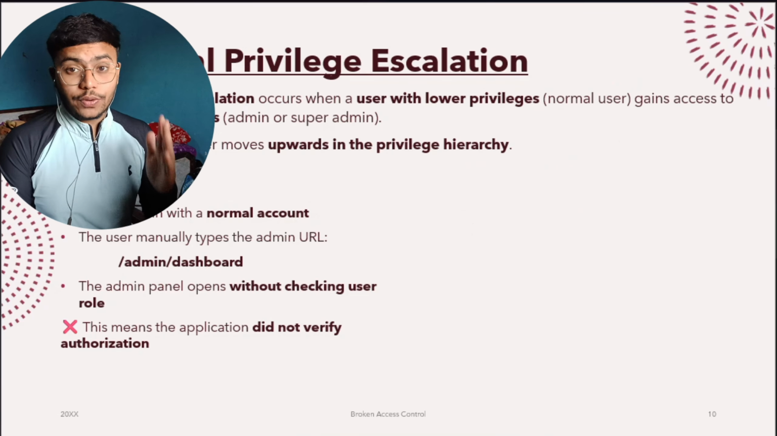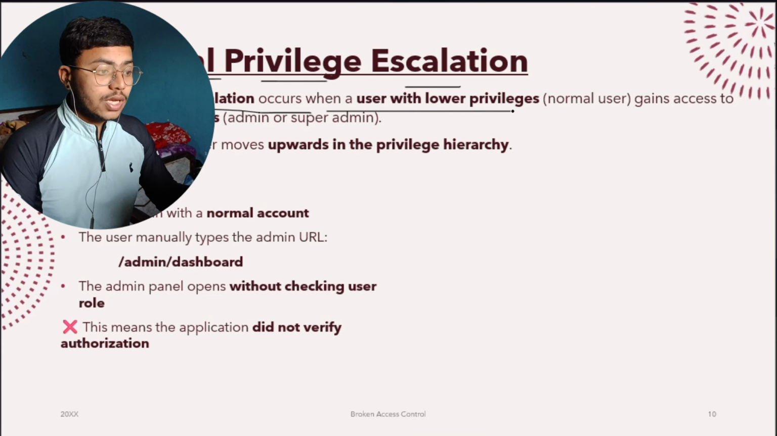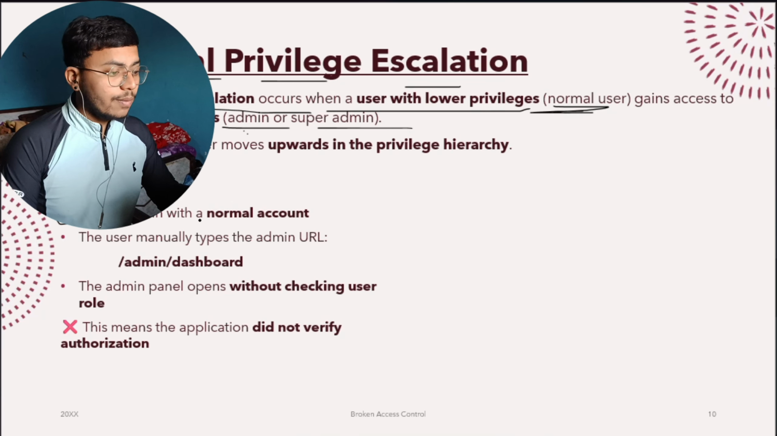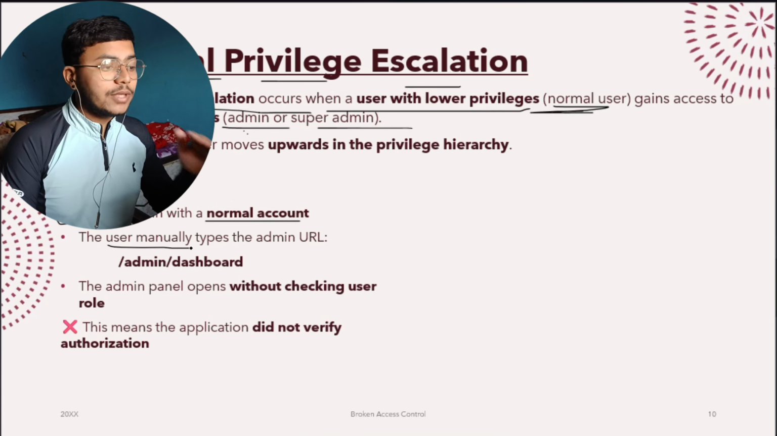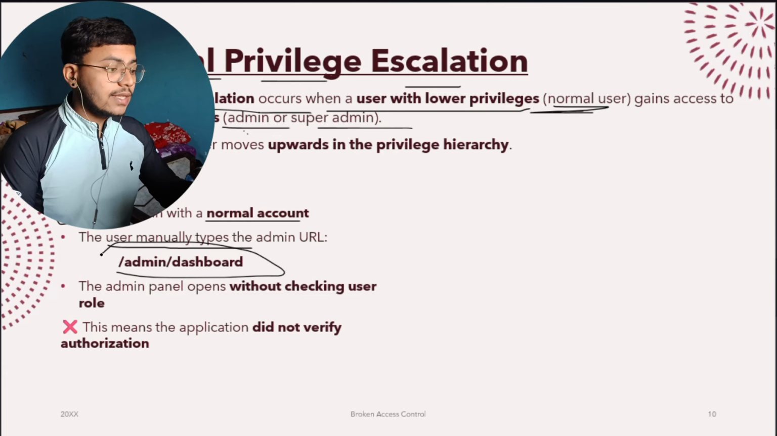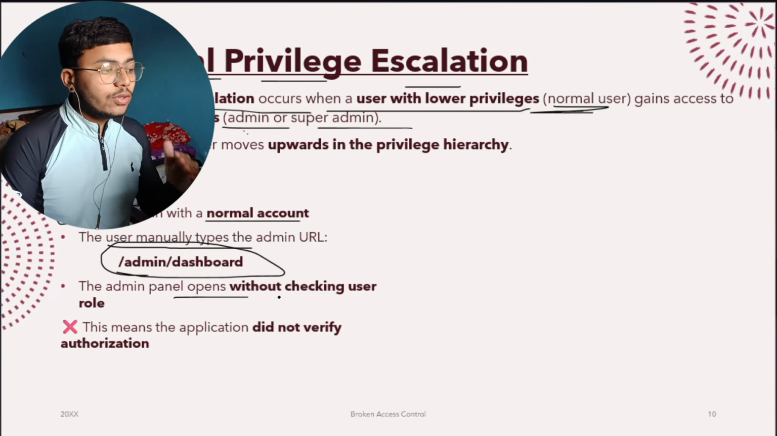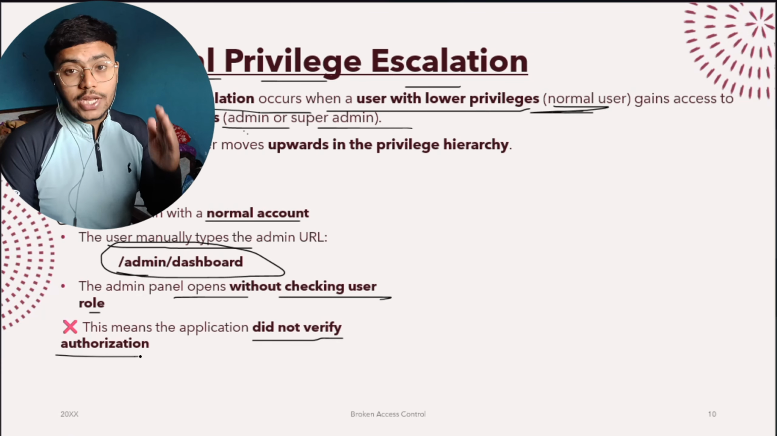The first type of broken access control is vertical privilege escalation. Vertical privilege escalation occurs when a user with low privilege, like a normal user, gains access to high privilege, like admin or super admin. Example: a user logs in with a normal account. The user manually types admin in the URL, like /admin/dashboard. The admin panel opens without checking the user's role. This means the application did not verify the authorization.